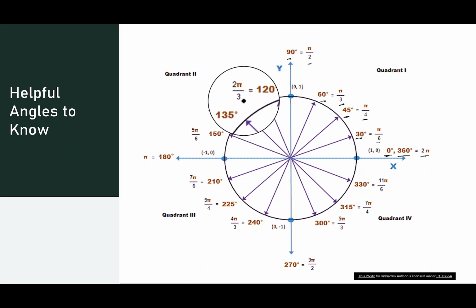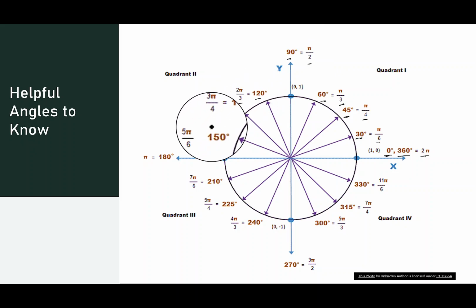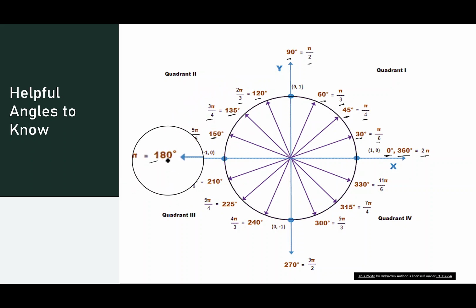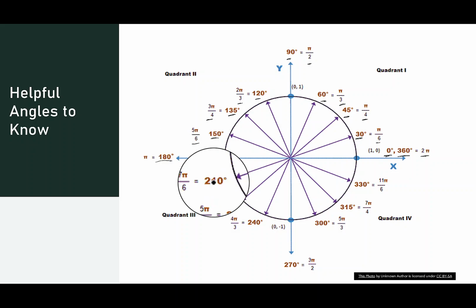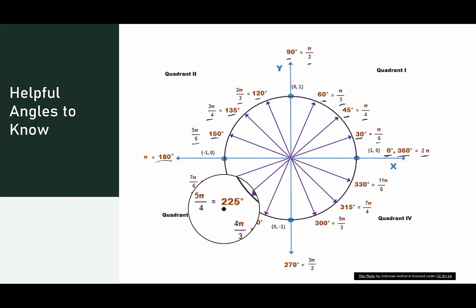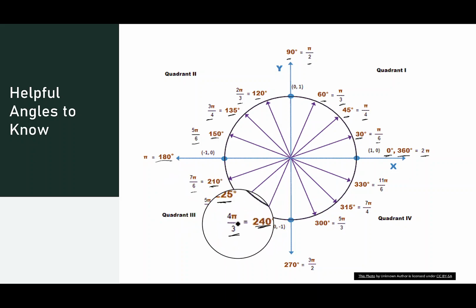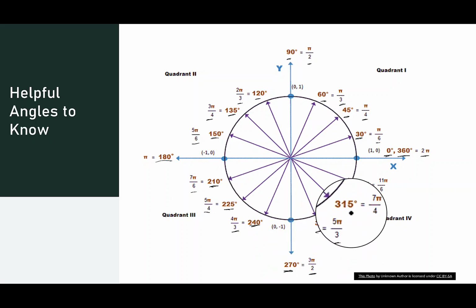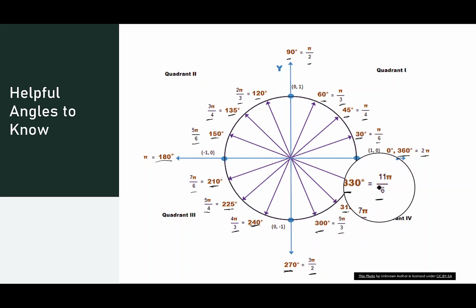Coming back down to the left, I have 120 degrees, which is 2 pi over 3. 135 degrees is 3 pi over 4, 150 degrees is 5 pi over 6, and then pi is 180 degrees, so there's that straight angle of 180. 210 degrees is 7 pi over 6, 225 degrees is 5 pi over 4, 240 degrees is 4 pi over 3, 270 degrees is 3 pi over 2. 300 degrees is 5 pi over 3. 315 degrees is 7 pi over 4. 330 degrees is 11 pi over 6.